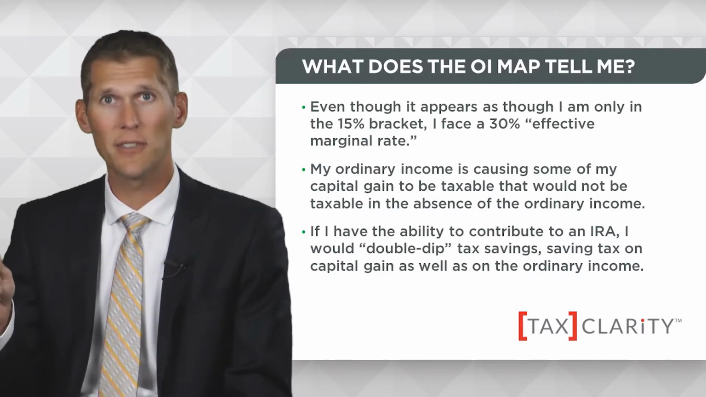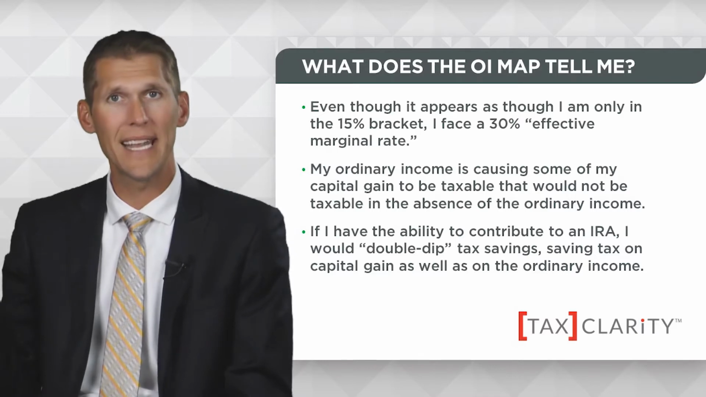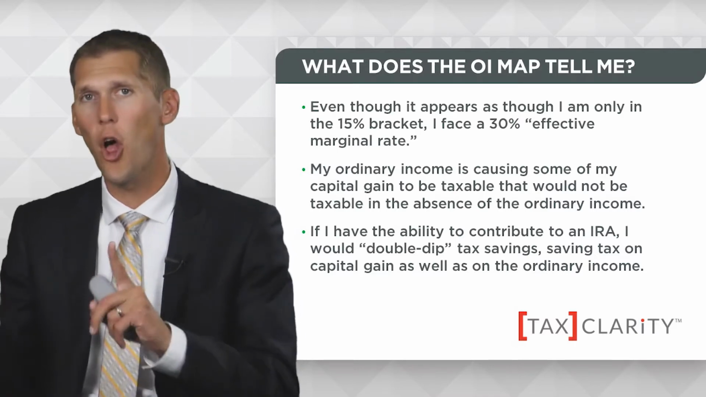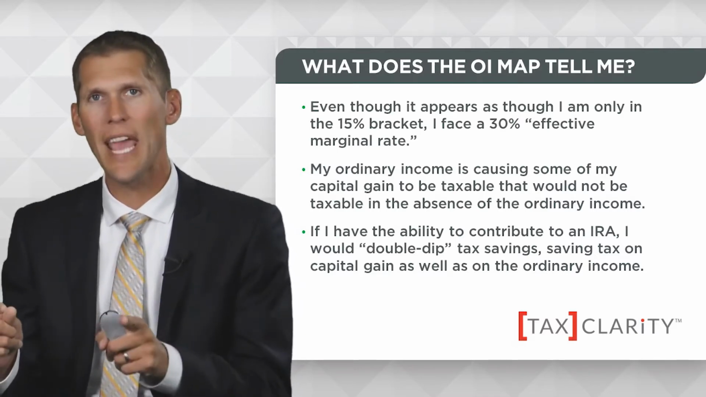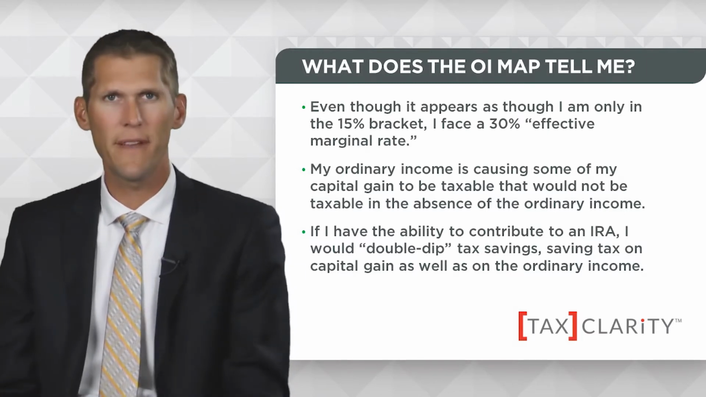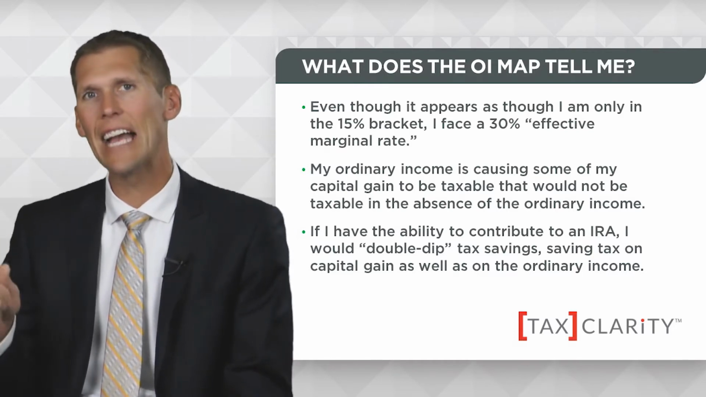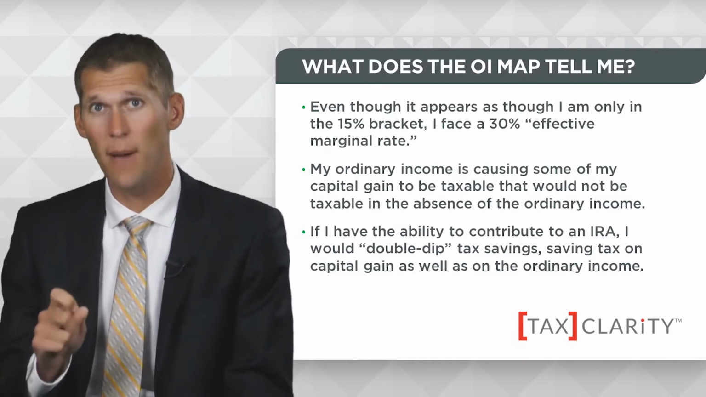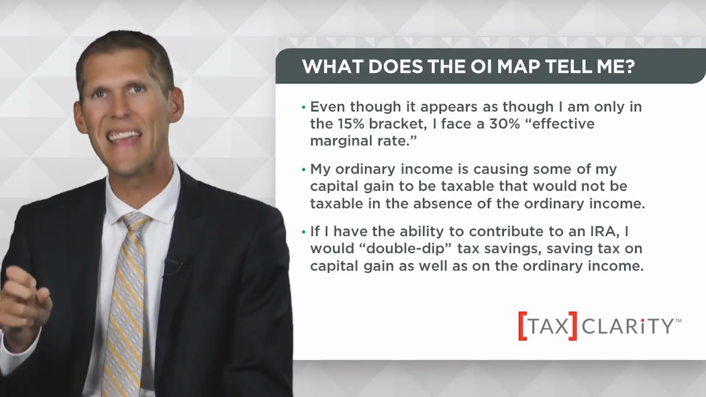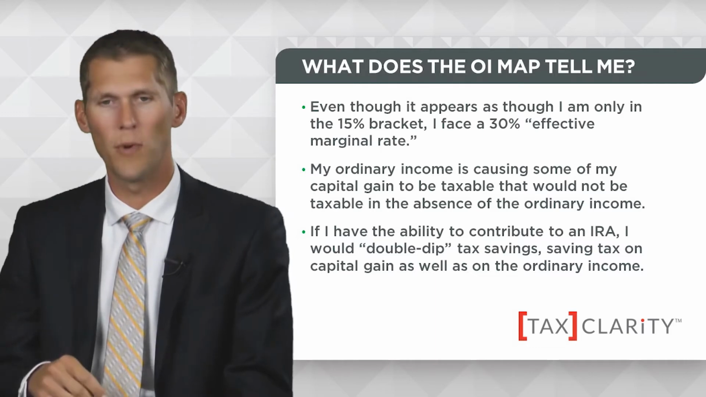Well, taking that extra dollar of IRA subjects the IRA withdrawal to a 15% tax for ordinary income, but it also pushes a capital gain dollar that would have otherwise come through at the 0% rate up into the 15% rate. So the net impact of taking an extra dollar out of an IRA for this couple is a 30% effective marginal rate. Remember that phrase, effective marginal rate.